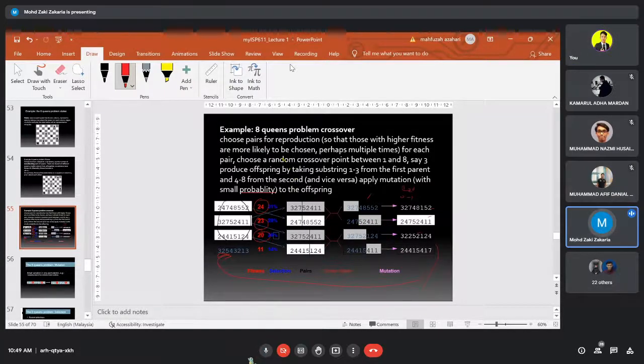Sometimes, for this case, the crossover is at point 3. That one is okay. If you want to do crossover at point 2, then the answer will be different. In this example, the crossover occurs at point number 3. If you want to do it at point number 7, that's also possible. So the result is different. How to determine the point of crossover, that one is random.